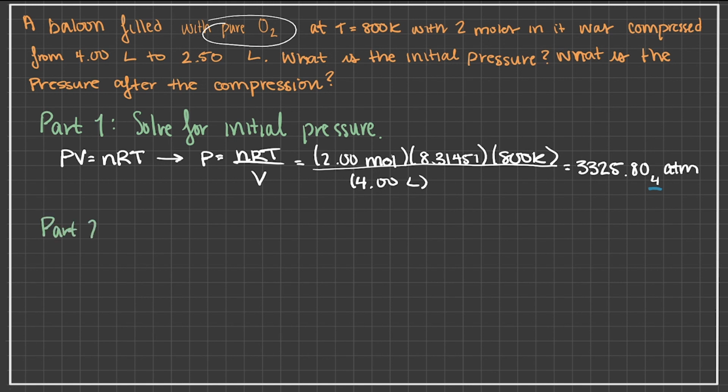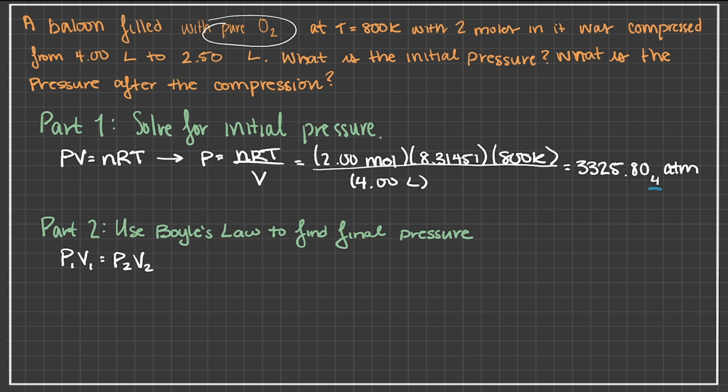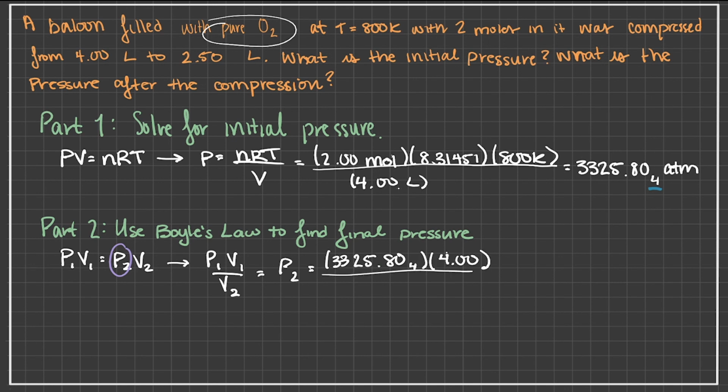The next part of this problem is to use Boyle's law to find the final pressure. Here we're going to use Boyle's law in order to find our final pressure, which is P1 times V1 equals P2 times V2. In order to isolate our variable, we are going to divide both sides by V2, and we're going to find that P2 equals P1 times V1 divided by V2. Now we're going to just plug in our values. Our initial pressure is going to be what we found in the previous part. And then our initial volume is 4.00 liters. And then we're going to also plug in our final volume, which is 2.50 liters.